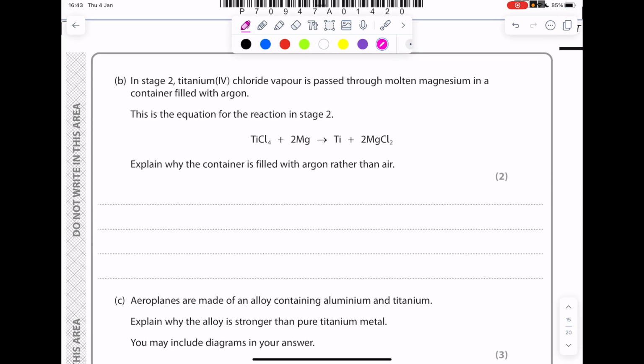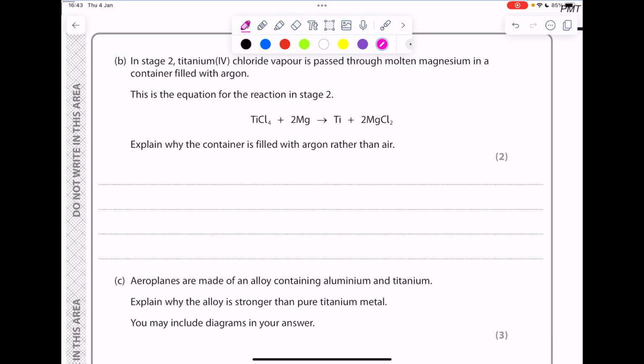In stage 2, titanium 4 chloride vapour is passed through molten magnesium in a container filled with argon. Explain why the container is filled with argon rather than air. Because argon is unreactive. Remember, it's a group 0 element and therefore will not react with magnesium.